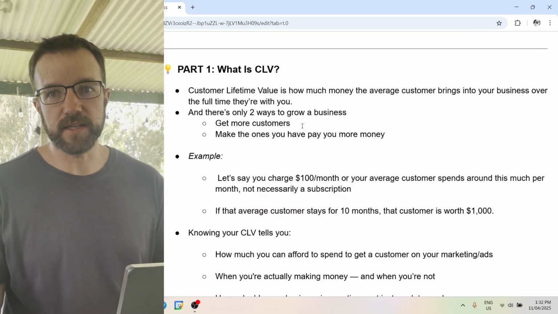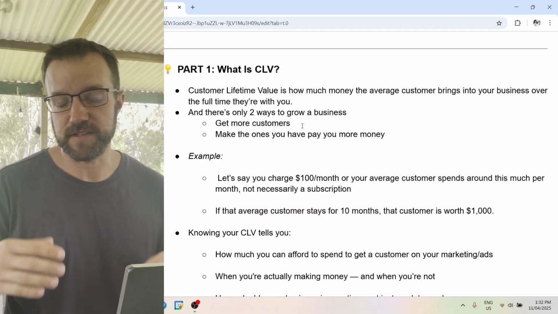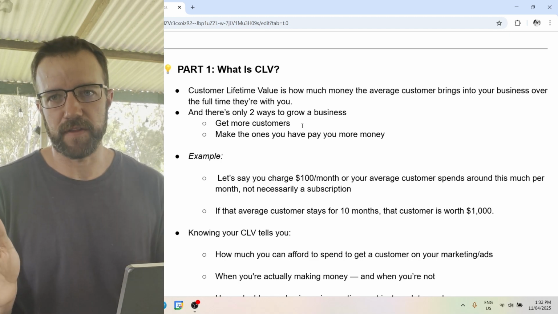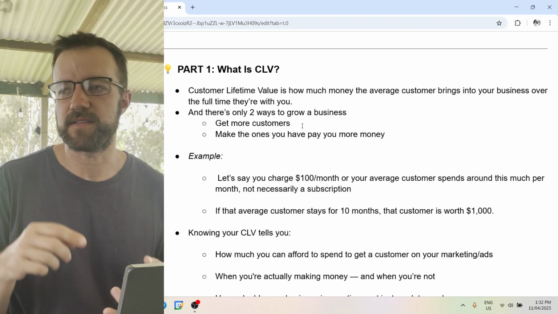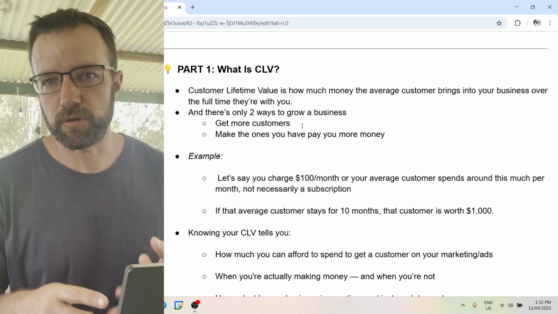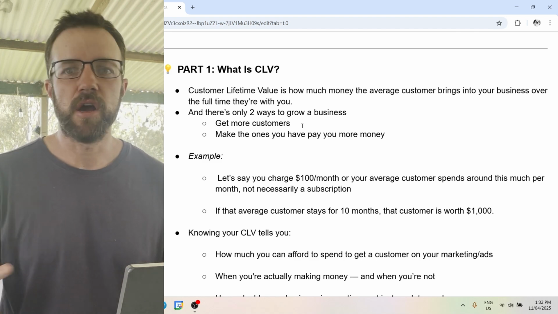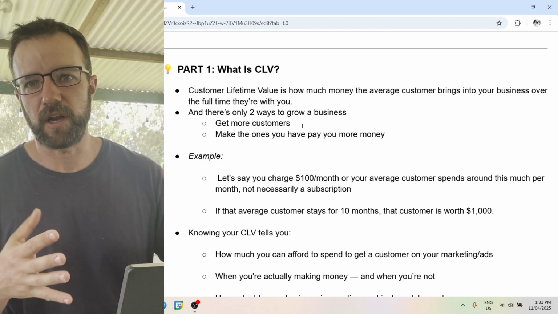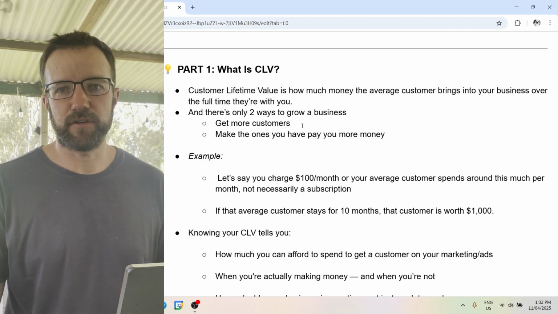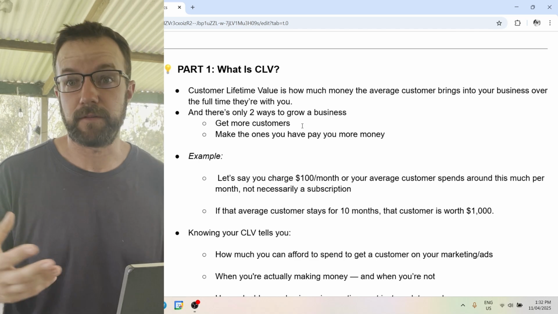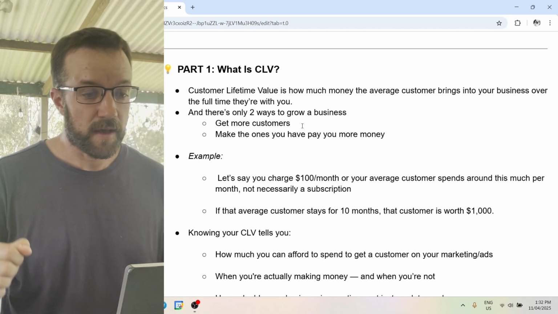So first of all, what is CLV? Well, it's customer lifetime value. How much money the average customer brings into your business over the full time that they're with you, whether you run a subscription basis or you're just a damn good chippy or a service-based business and they get you to come back to their place if they've got another issue or if they're doing renovations, or they might come back to you if you're a hairdresser. They might come back to you once a month or once every 2 months to get a touch up. I don't know what hairdressers do.